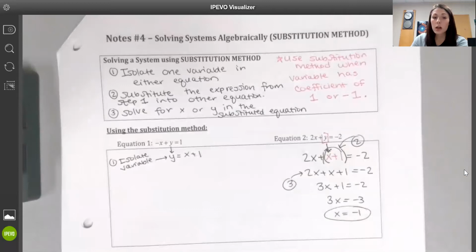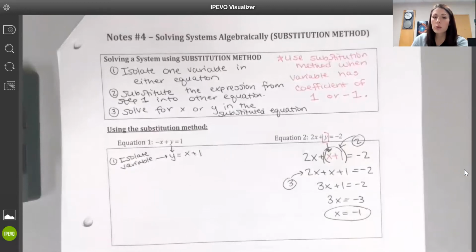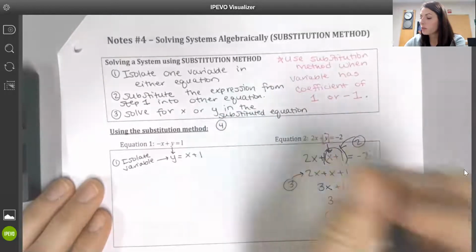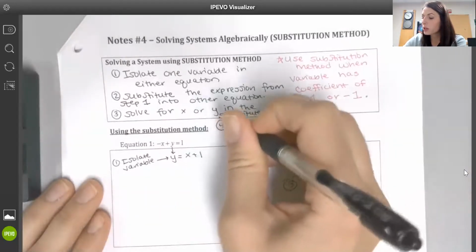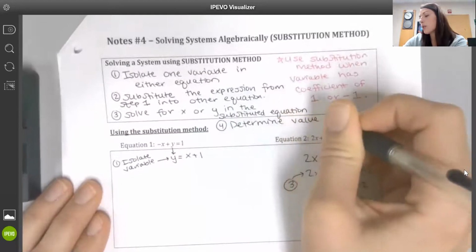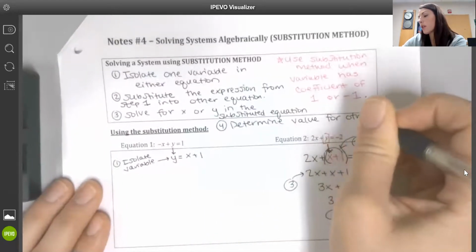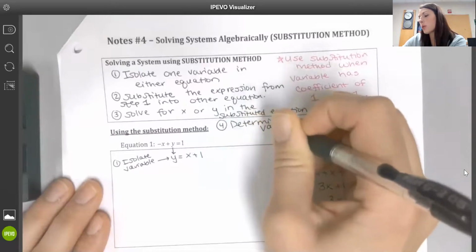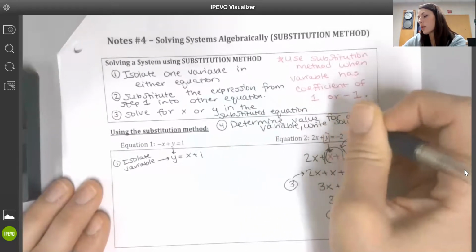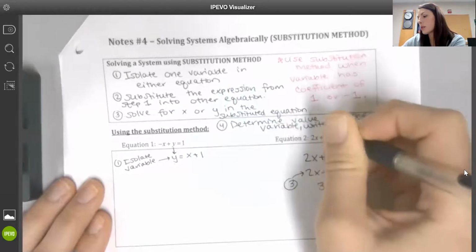Now, remember, our solution to a system is an ordered pair. It's where the two lines intersect. So I haven't finished solving. I've solved for x. So now I need to determine the value for the other variable and write our solution as an ordered pair.